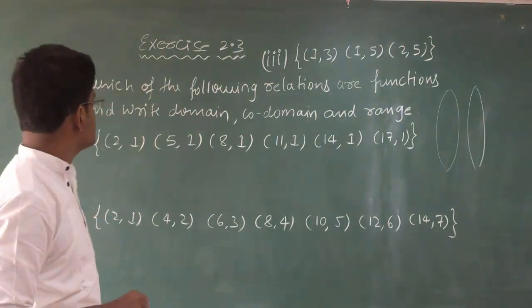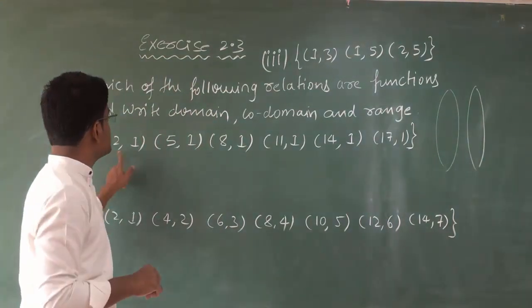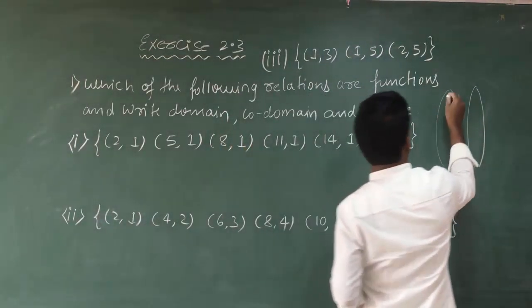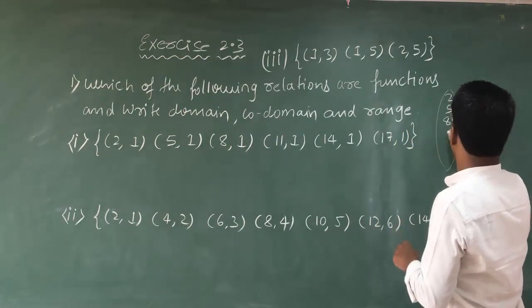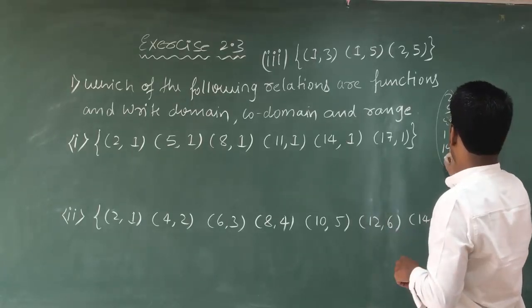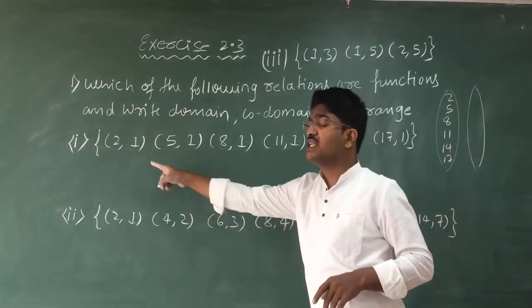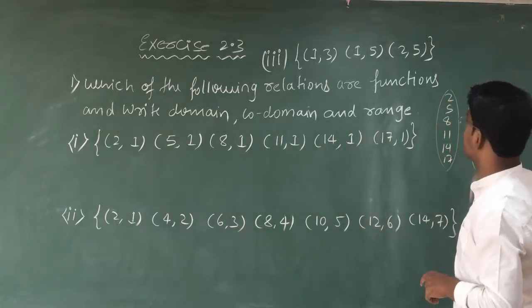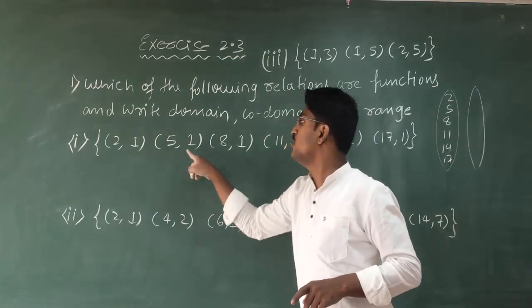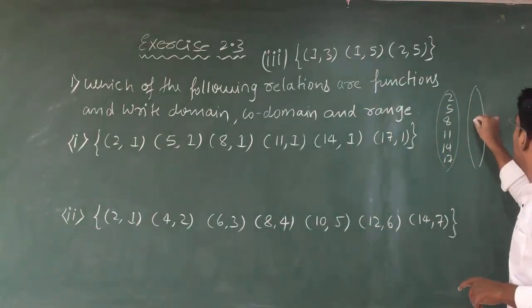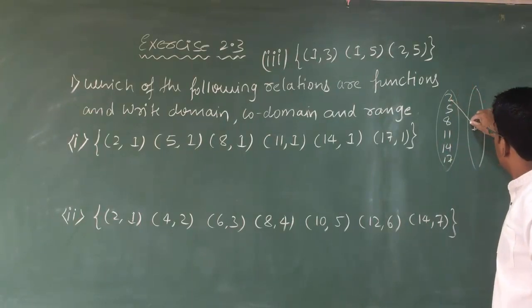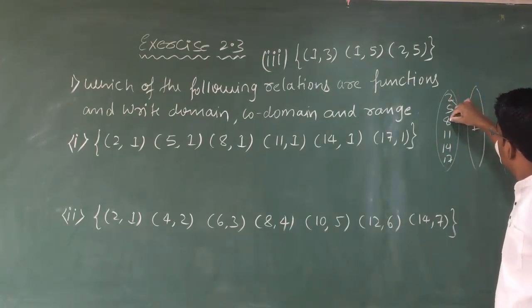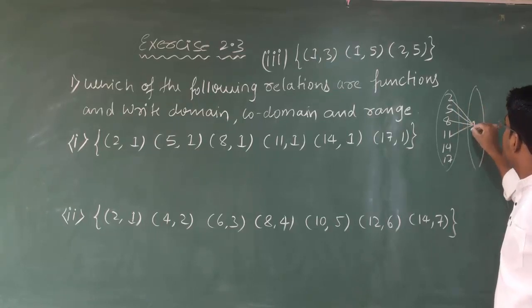Clear? So first we shall write all the first elements in the domain, that is 2, 5, 8, 11, 14 and 17. Write all the second elements in the second set. What are the second elements? 1, 1, 1. All ordered pairs have 1. Clear? So 2 maps to 1, 5 maps to 1, 8 maps to 1, 11 maps to 1, 14 maps to 1, 17 maps to 1.